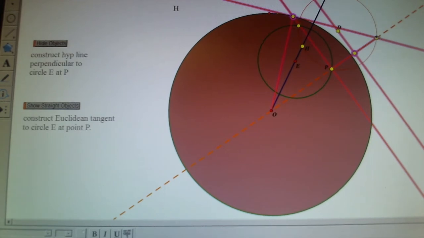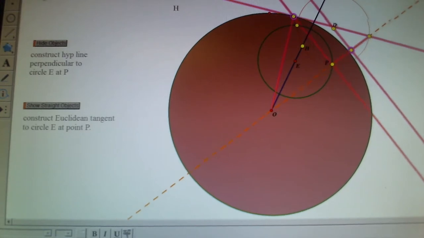And that point right there, that is P inverse. That's the inverse of point P. And let's observe some properties about the inverse of point P. As P gets close to the boundary, P inverse gets close to the boundary. As P gets close to O, P inverse gets further away. Let's watch and see what happens to P inverse.